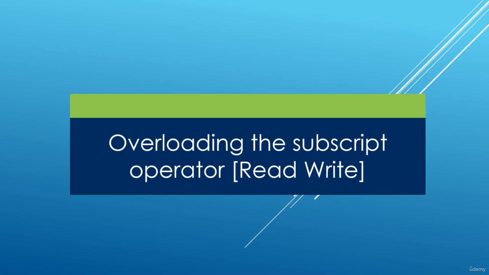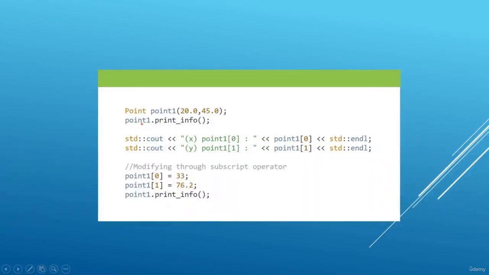In this lecture, we're going to see how we can use the subscript operator to not only read data from our point object, but also be able to change the values in our member variables. What we want to do is basically something like this. We have our point object. It is nothing special. We have our values for our member variables.